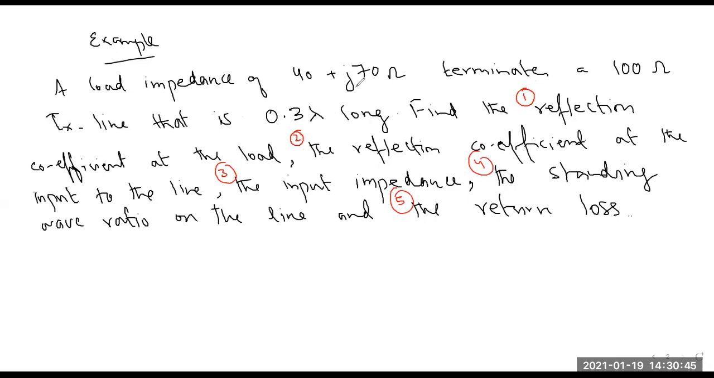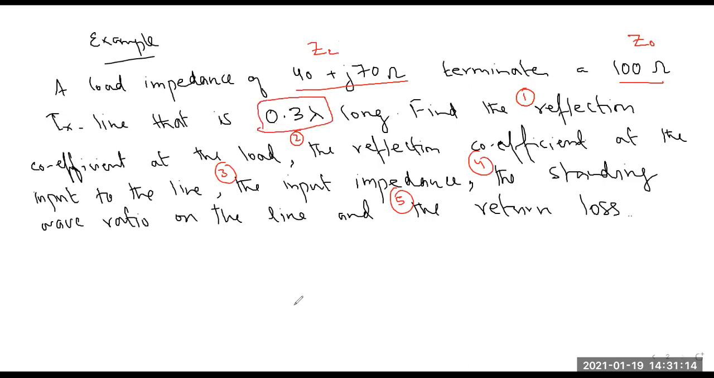And if you represent the information that is given to you in this example in the form of a figure, what we have is a transmission line. Load impedance is this one. This is the 100 ohm transmission line, so it means this is the characteristic impedance that is given to you. And you are also given that the length of transmission line is 0.3 lambda.